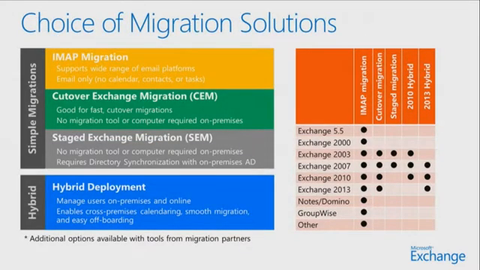Choice of migration solutions. Simple migrations are considered IMAP, cutover, and staged. Hybrid, of course, is hybrid deployment. And then what's supported. So IMAP, everything is supported with IMAP. Cutover, 2003, 2007, 2010, and 2013. Staged, 2003, 2007, and 2010. Hybrid, 2010 and 2013.